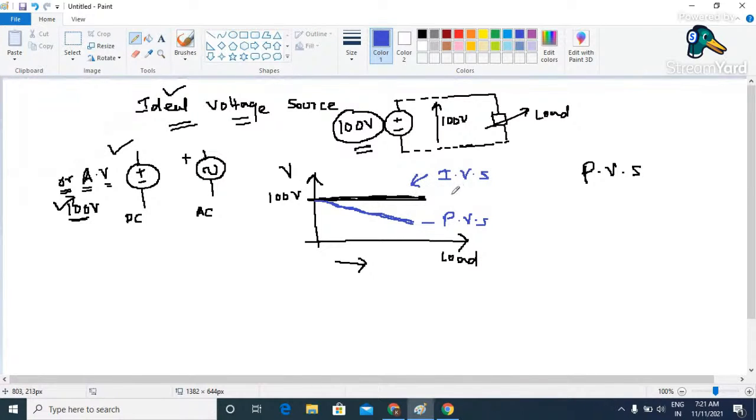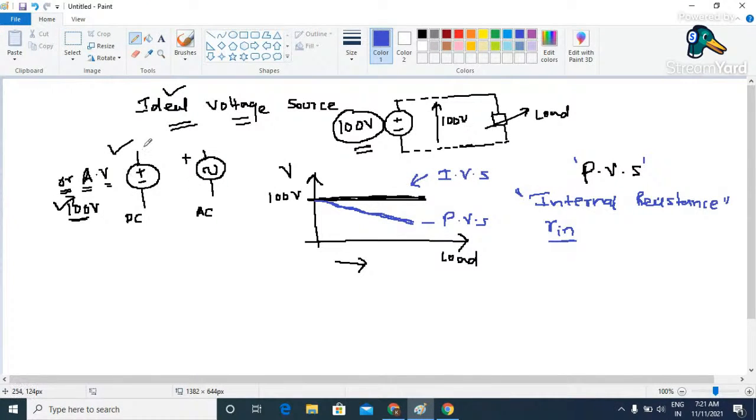Now why is this voltage going to reduce? The answer is internal resistance. Because of the internal resistance of the source, the value is going to reduce as we increase the value of load. That is important. Let us consider that the internal resistance is indicated by the symbol small r in. So it is very clear that in a practical voltage source, the output voltage is going to reduce because of this internal resistance.